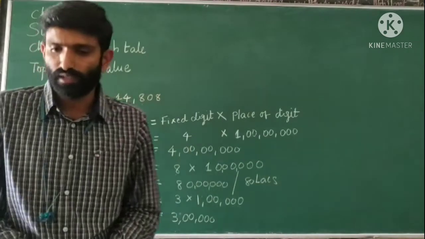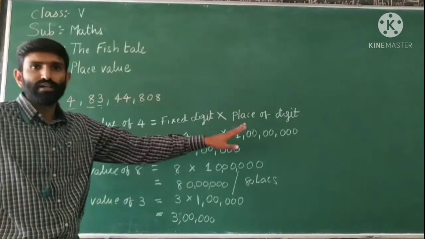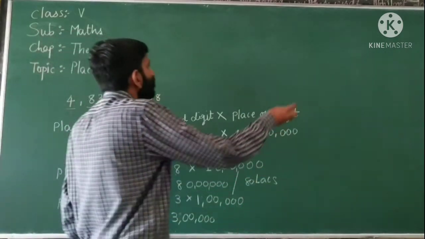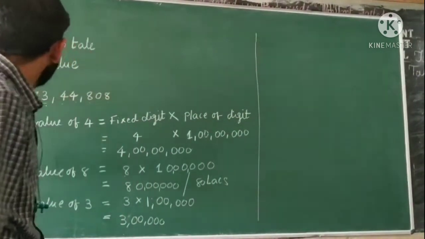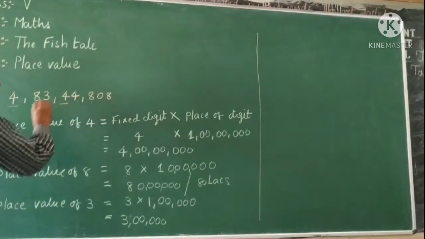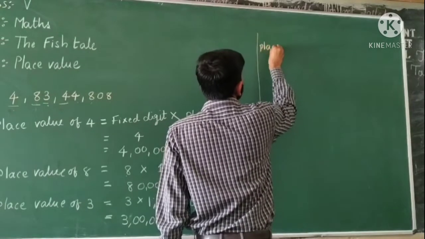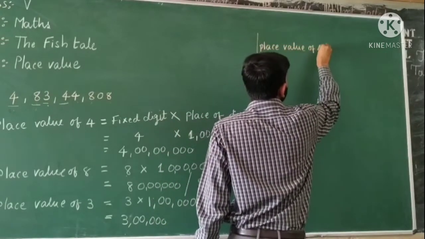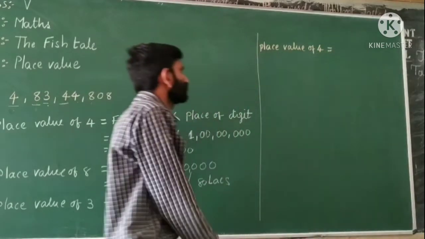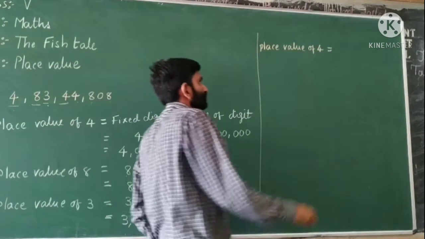Okay. Now here, I think it is clear. Now we will move to the next part. Okay. Let me draw a line. Now we will find out the place value of this 4. What is the fixed value of the number? It is 4.